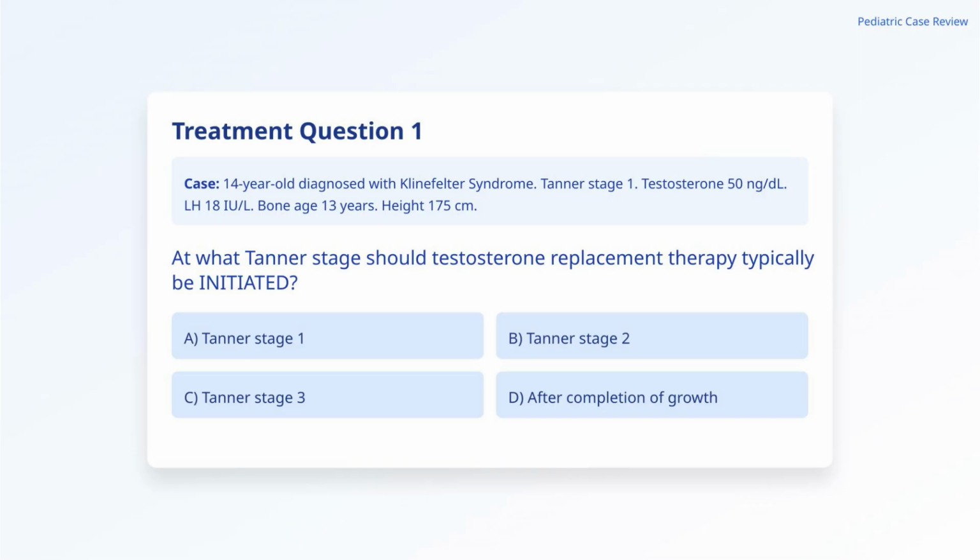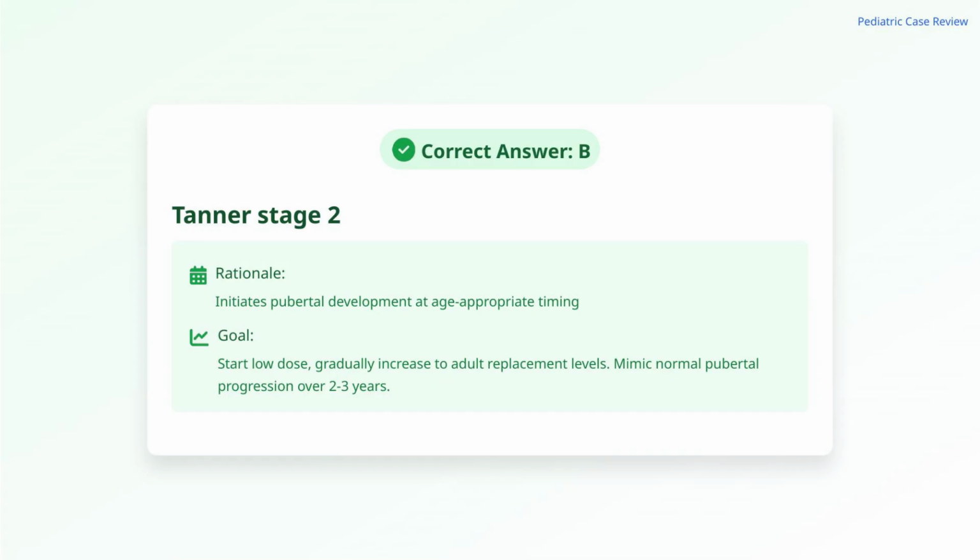Option A, Tanner stage 1. Option B, Tanner stage 2. Option C, Tanner stage 3. Option D, after completion of growth. The correct answer is B, Tanner stage 2.